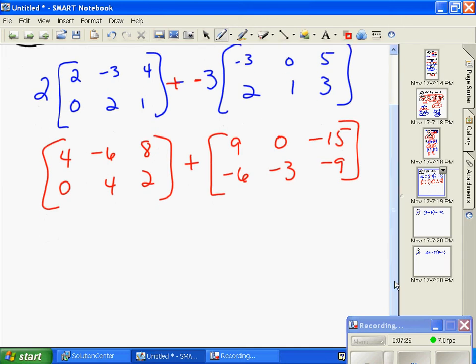Now I'm ready to add the two matrices together. 9 plus 4 is 13, negative 6 plus 8 is 2, 0 plus negative 15 is negative 15... 4 minus 3 is 1, 2 and a negative 9 is negative 7. There we go. There's my answer.